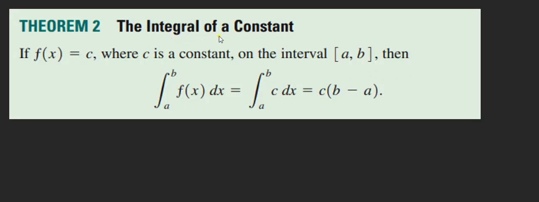Now finally, let's talk about the integral of a constant. If f of x equals c, where c is a constant, for example, f of x equals 5, f of x equals -2, where c is any constant, on the interval from a to b, then the integral of f of x from a to b will be just the integral of c from a to b, which will be the same thing as c times b minus a. Basically, you're finding the area of a rectangle here. b minus a represents the length of the rectangle, where c represents the width or the height of the rectangle. And depending on whether f of x is above or below, this answer could be negative or positive.